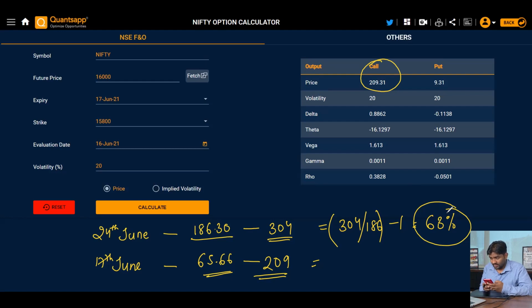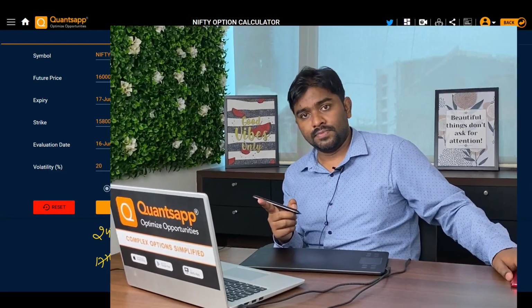Now for the next one, 209 divided by 65.66, minus 1, that is a 218% return. So you can see the gamma effect here. When we are very near to expiry, gamma is very high, so that could be a possible return.